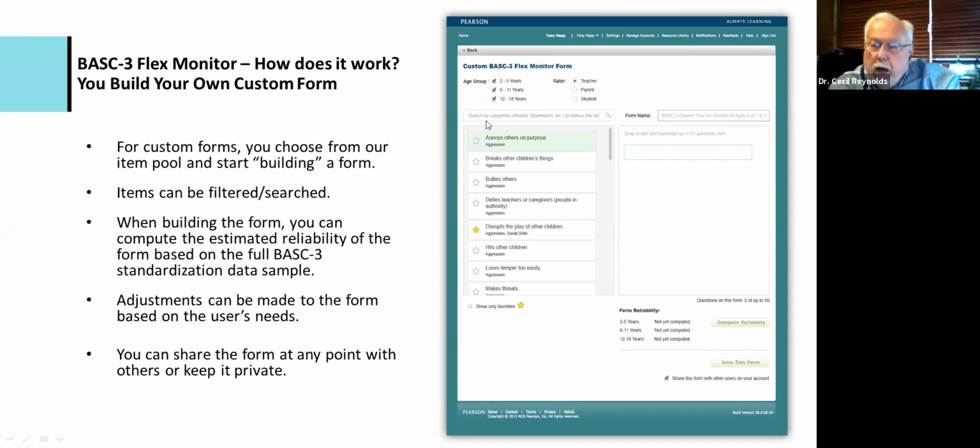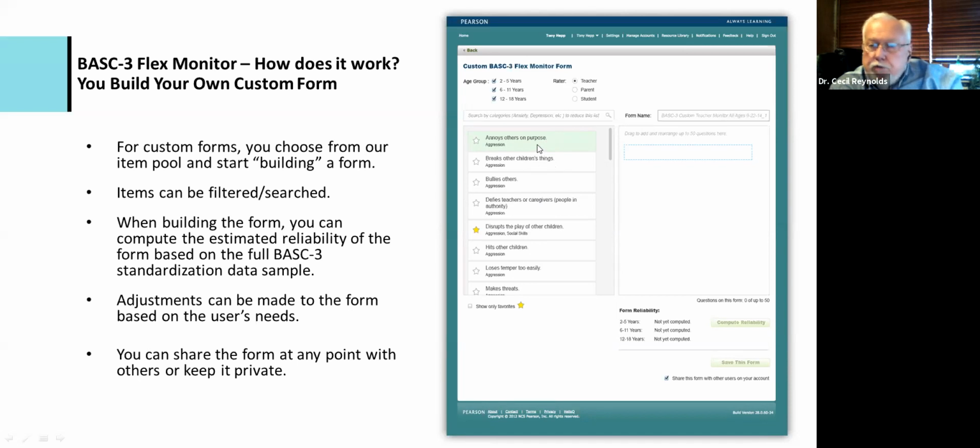Next, you see this box, which says search by category. This is where you can filter items, so you don't have to scroll through all 700 items, 700 plus items, by the way. You could go into this box and say, I really want to have items for Johnny that look at attention, hyperactivity, and other areas of executive function. So you can put in attention, hyperactivity, and executive function into this search bar. When you click search, it will then pull up in the main body on the left side all items that are designed to measure attention, hyperactivity, and executive function.